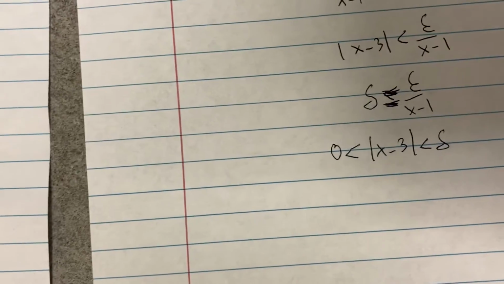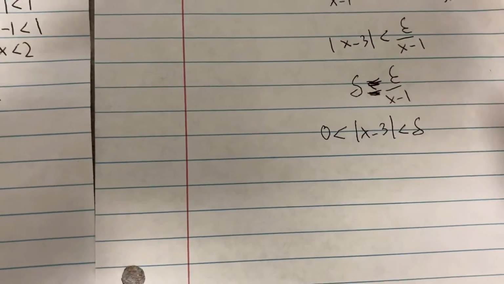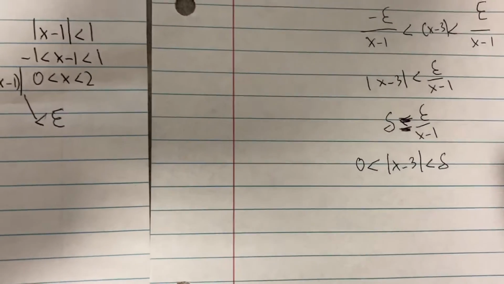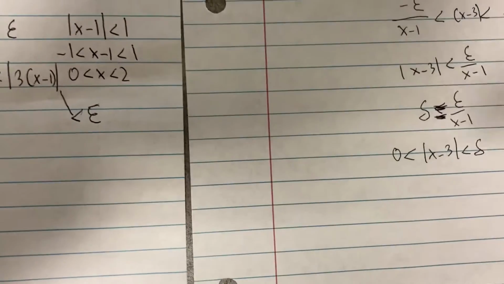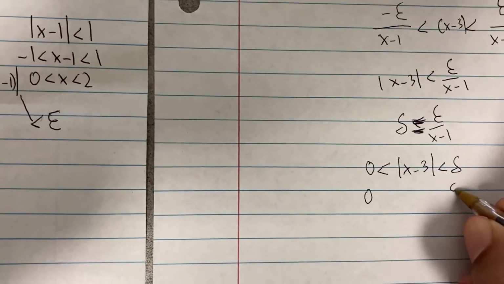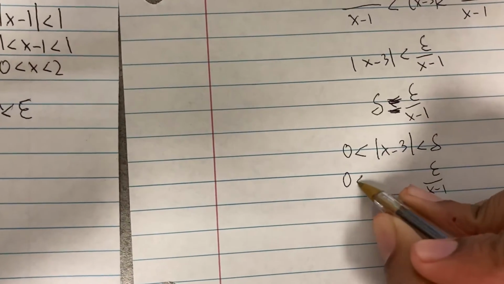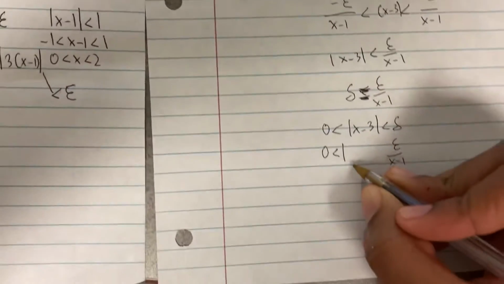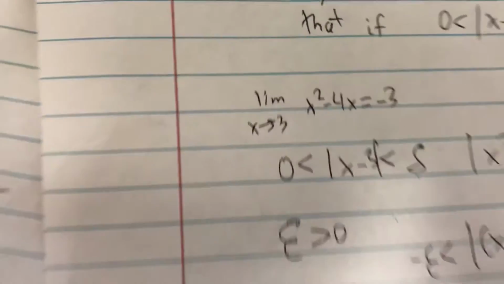So basically in other words, hold on, this is kind of hard. Basically, in other words, you can change this to epsilon over x minus 1. So here we're just proving back that the limit is -3, as it says right there.